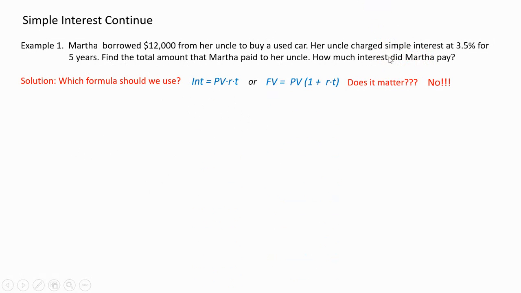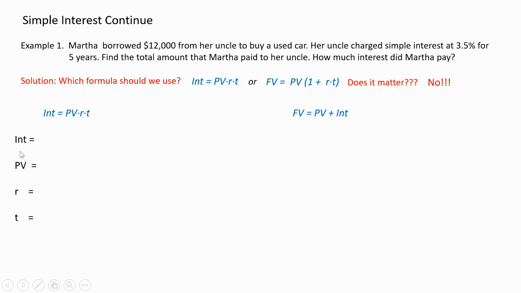Here's the key thing, guys. You see here it says simple interest, right there. It means you can use the simple interest formulas, which is this one or this one. So let me show you first with this formula over here, the INT equals PV times R times T. If you use this formula, then you have to use another one. Because remember, they want to find out how much money Martha paid to her uncle, everything together, plus the interest. So if you use this formula, you have to use this one too.